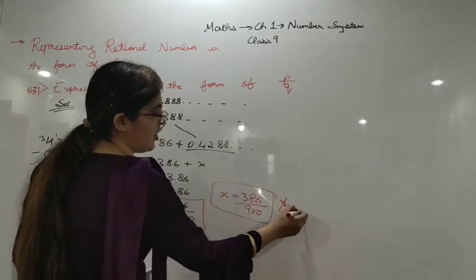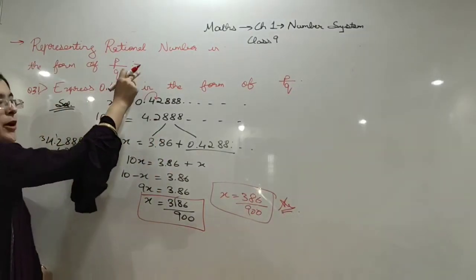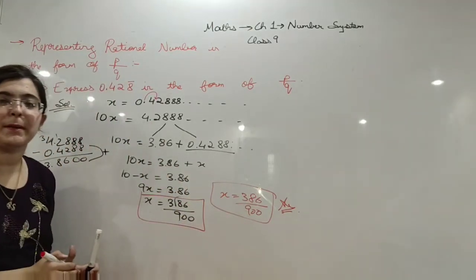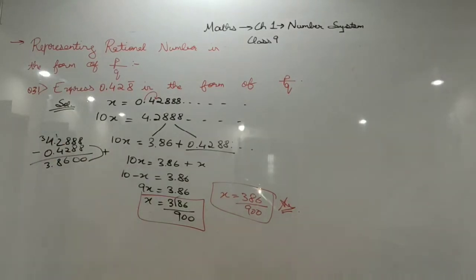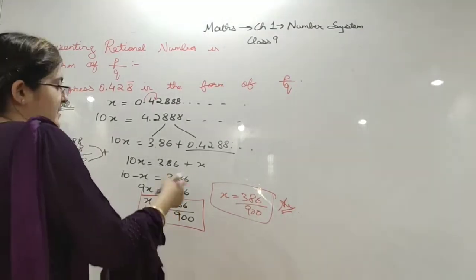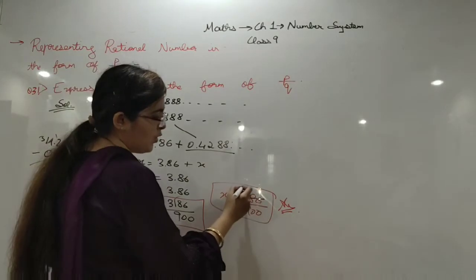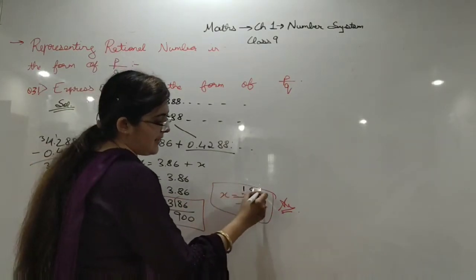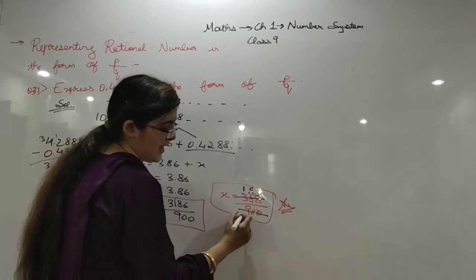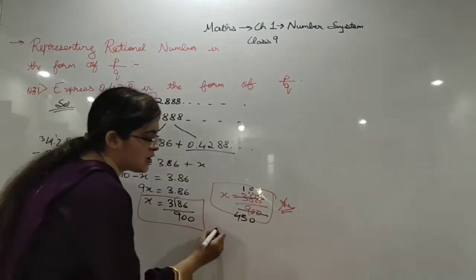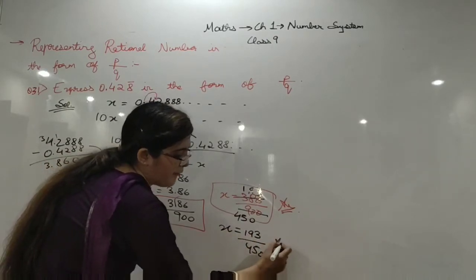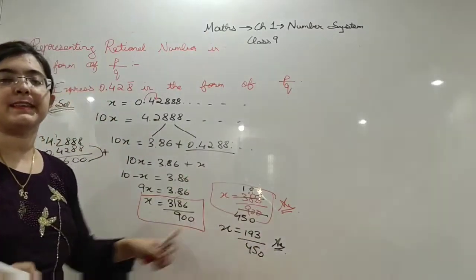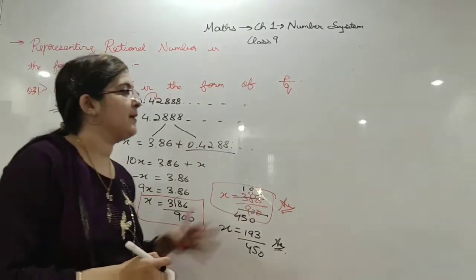Okay, students, this is your answer. You have converted 0.428 bar in the form of P by Q. Now pause the video and note it down. Students, it will cancel by 2. We can cancel it by 2. 2 ones are 2, 2 nines are 18, 2 threes are 6, 2 fours are 8, 2 fives are 10 and 0. So your final answer will be x is equal to 193 upon 450. You have to bring it in the lowest term. Okay, complete it.